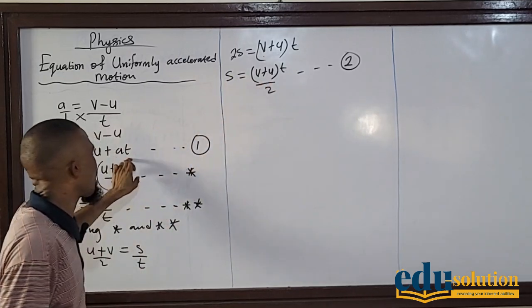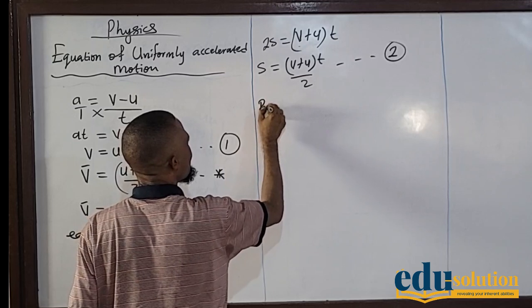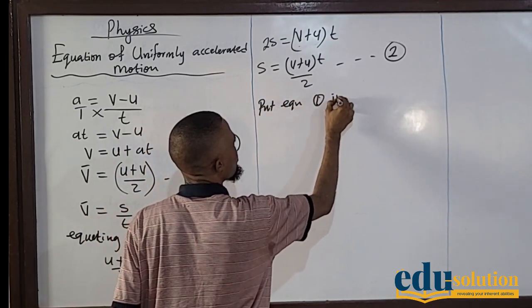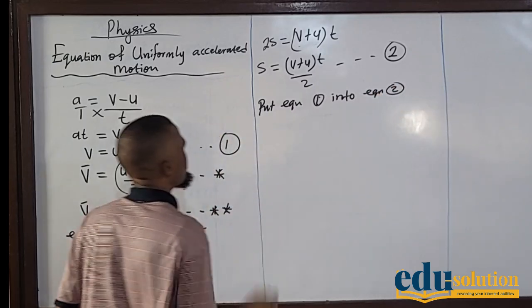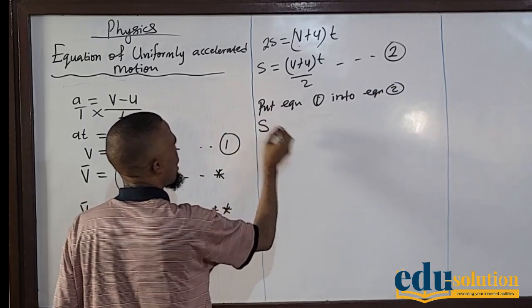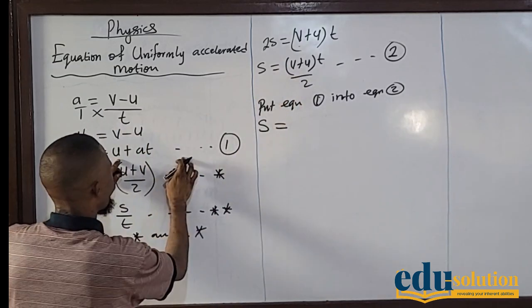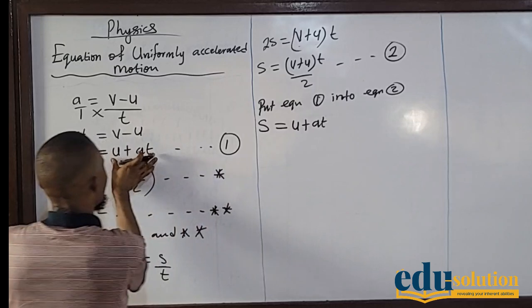So if we put this one into this, we are going to get the third equation. So let's go. Put equation 1 into equation 2. So we have x is equal to, instead of having v, I will put this equation 1, which is u plus at. That is for this one.